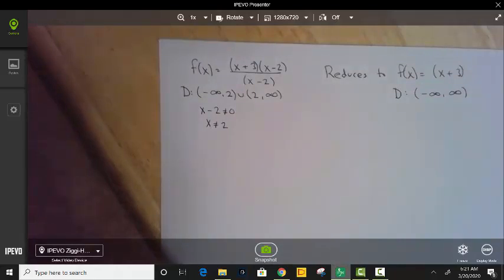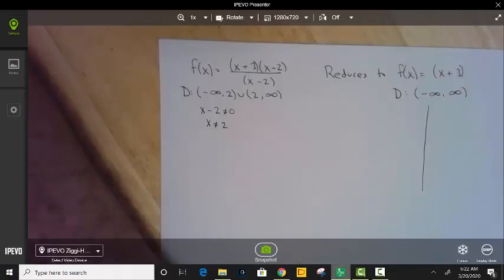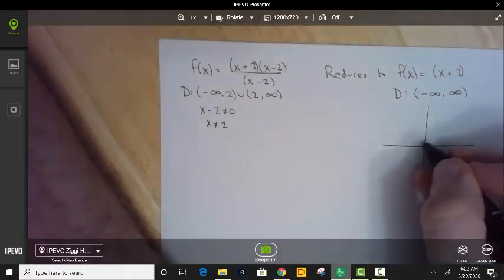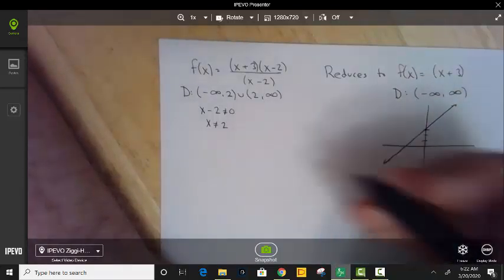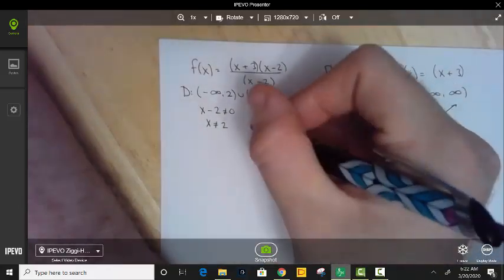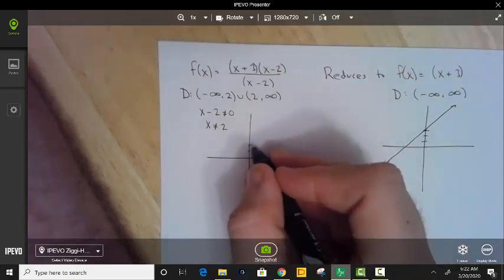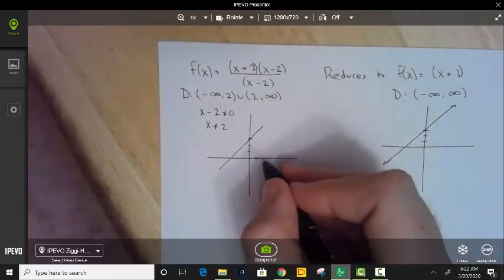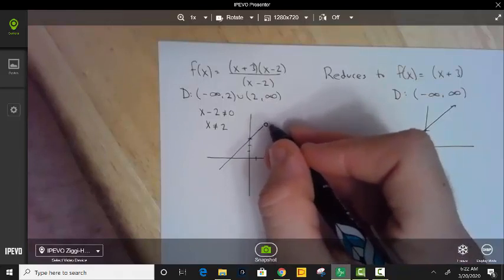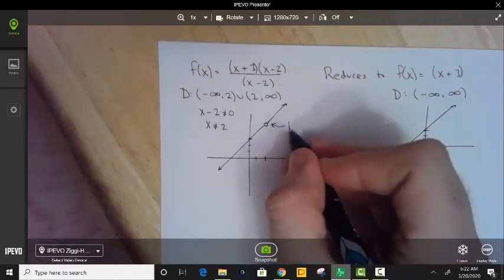And now when we go back over here to Desmos, you'll see that the graph of f of x equals x plus 3 is a line that crosses at 3 with a slope of 1. The graph of f of x equals x plus 3, x minus 2 over x minus 2 crosses at 3, has a slope of 1. But when I go over to 2, there's an open circle in the graph. Okay, and we actually call this a hole in the graph.